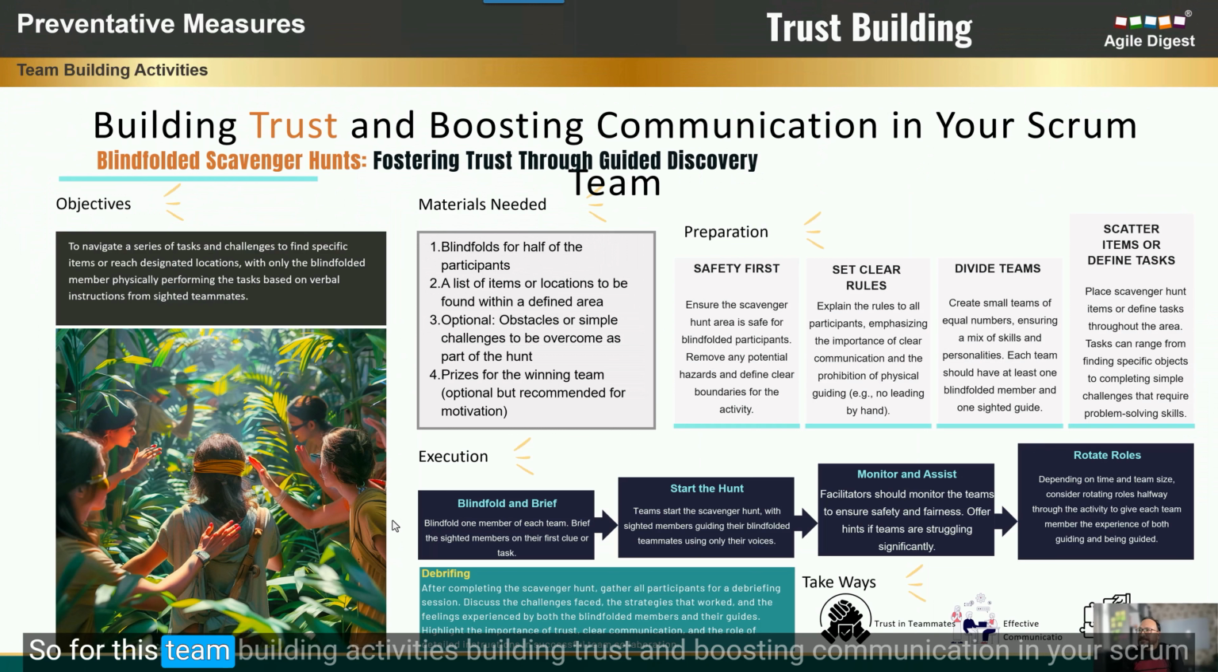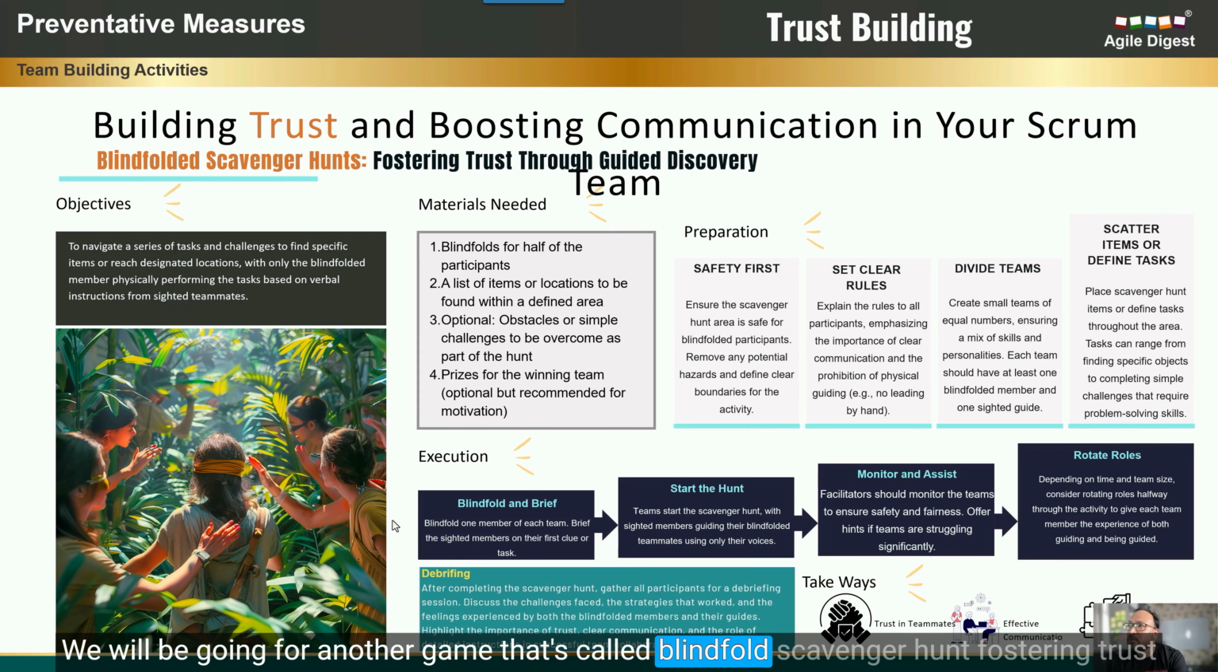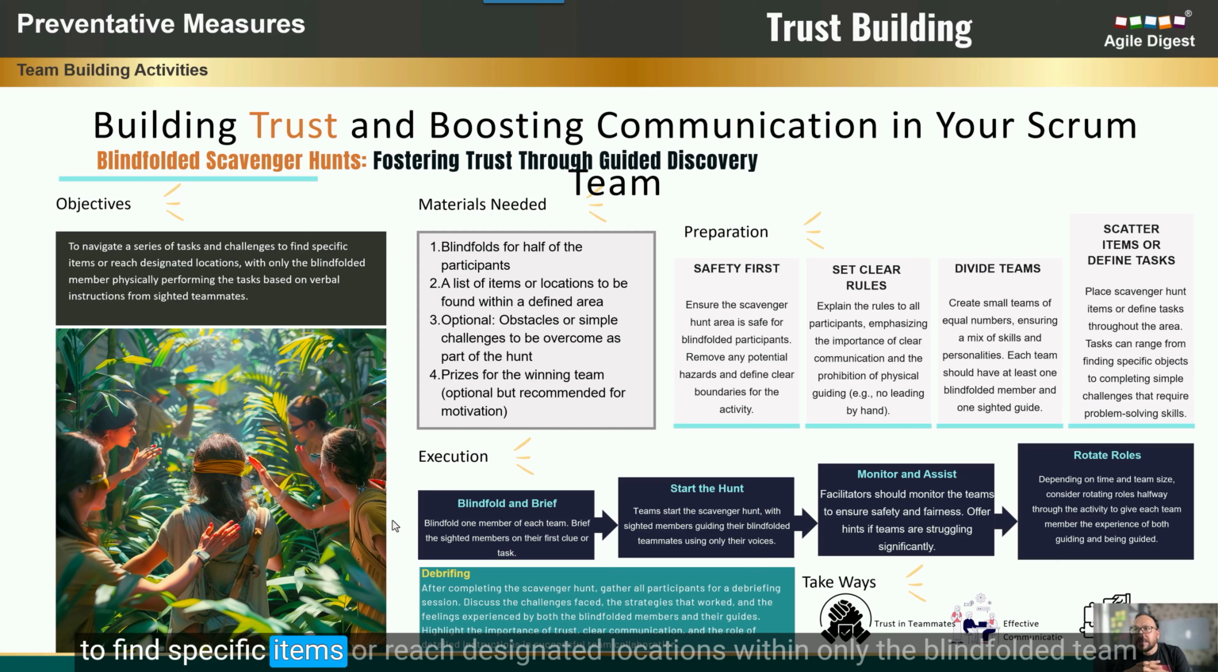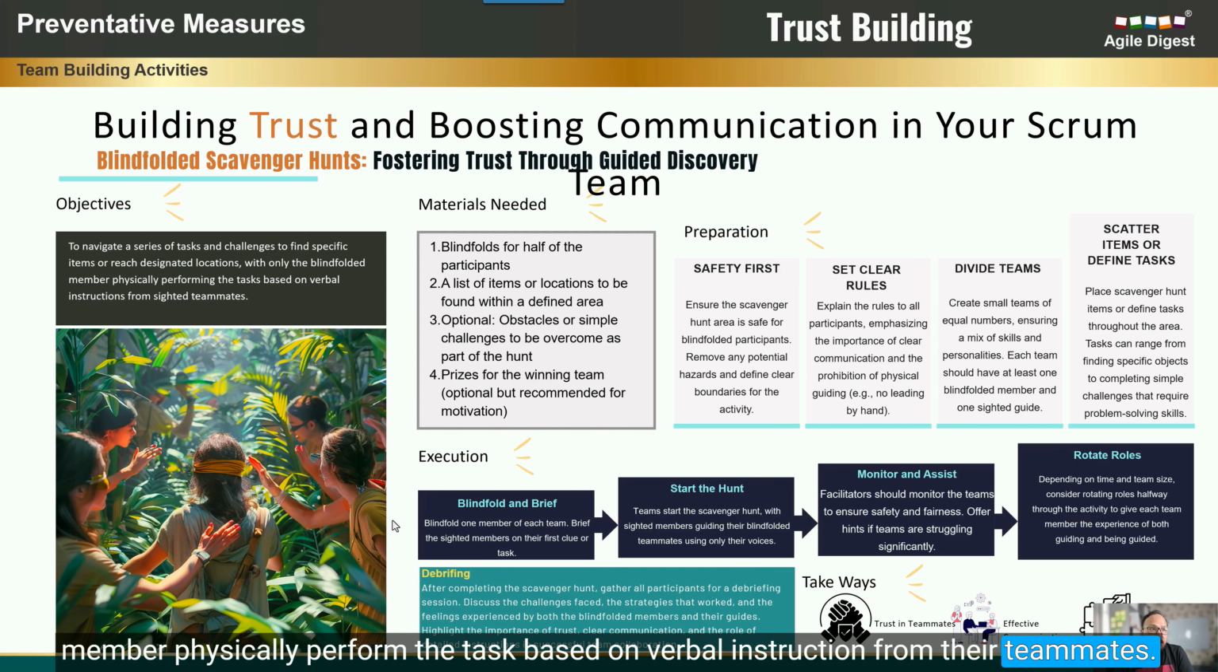All right. So for this team building activity, building trust and boosting communication in your Scrum, we will be going for another game called Blindfold Scavenger Hunt, fostering trust through guided discovery. The objective is to navigate a series of tasks and challenges to find specific items or reach designated locations, where only the blindfolded team member physically performs the task based on verbal instruction from their teammates.